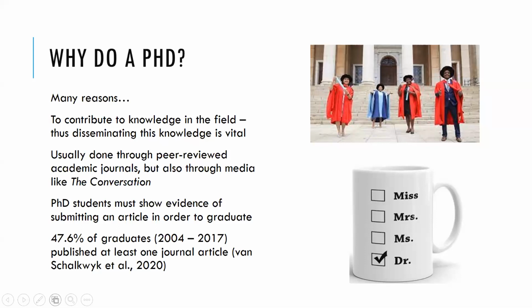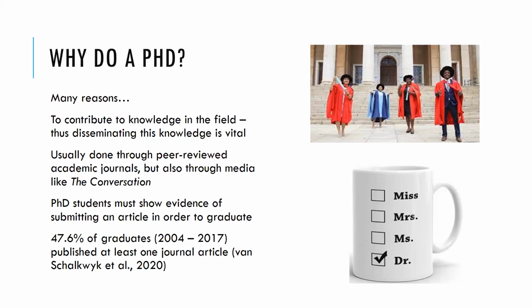But with PhDs, many of you know that in many universities now, you have to show that you've submitted an article for publication in order to graduate. Certainly that's the case at UKZN. A recent journal article by Susan Van Schalkwyk, Mouton, etc., showed that less than 50%, 47.6% of graduates over the last 15 years or so have published at least one journal article.